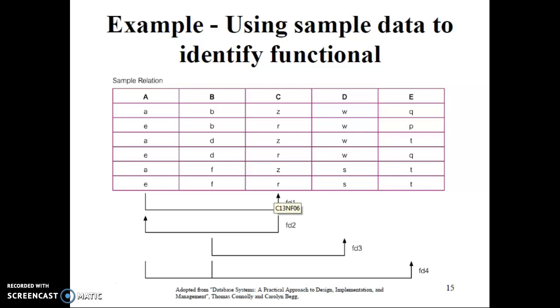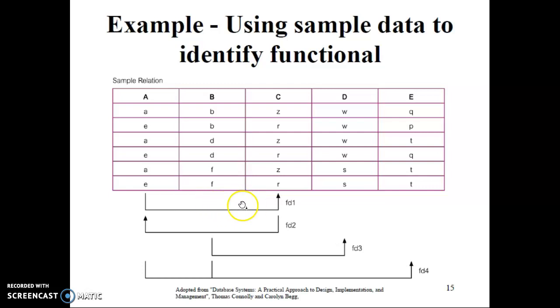So values in these two columns are consistent. We can therefore conclude that for one value of attribute A, there is only one value of attribute C. There is a 1-to-1 relationship between attributes A and C. We can say that attribute A functionally determines attribute C, and this is shown as FD1, functional dependency 1.